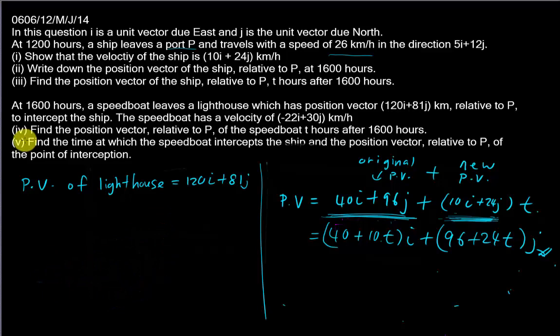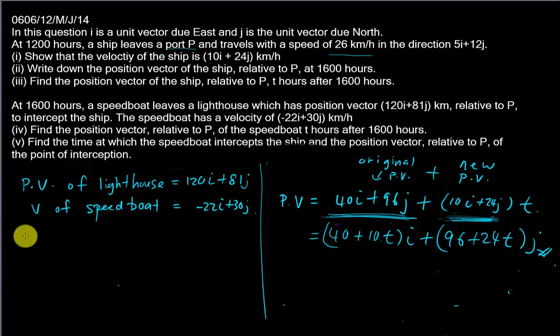The question says the speedboat is going to intercept the ship. The question also gives you the velocity of the speedboat, so it's quite easy: negative 22i plus 30j. Then the question asks you to find the position vector relative to P of the speedboat, t hours after 1600 hours.